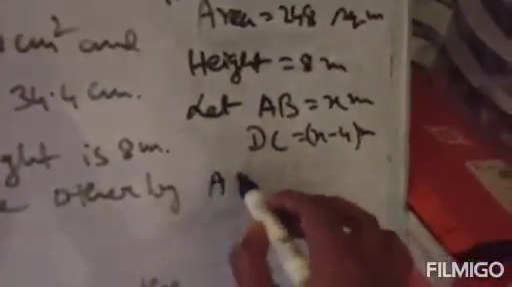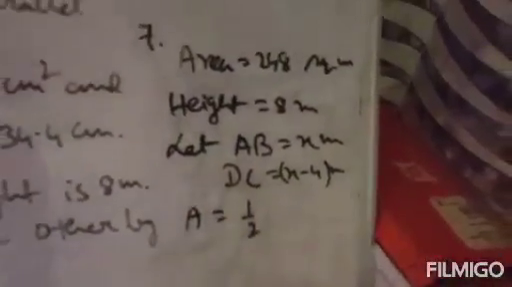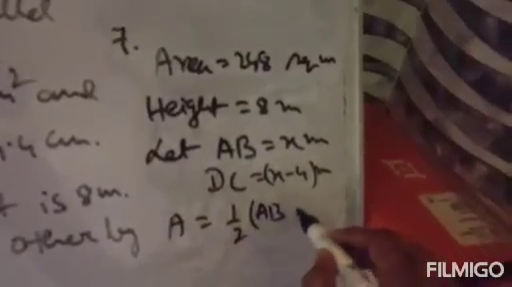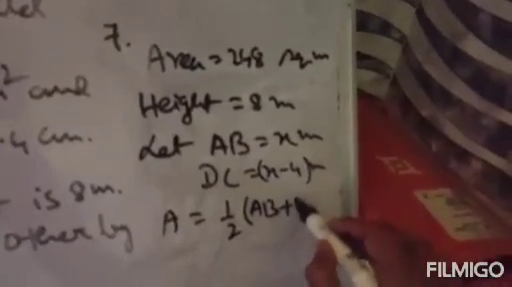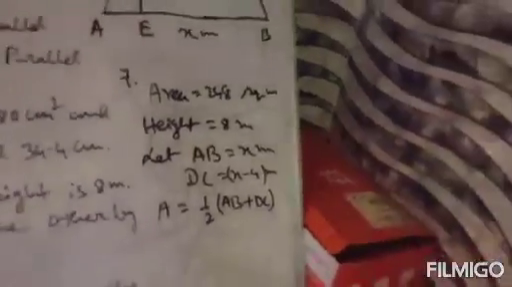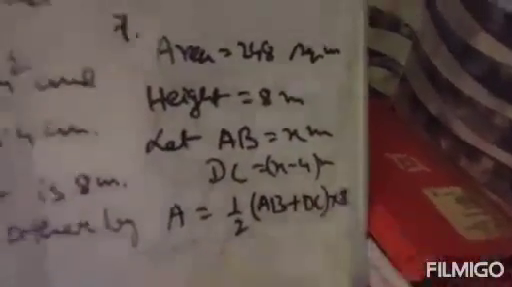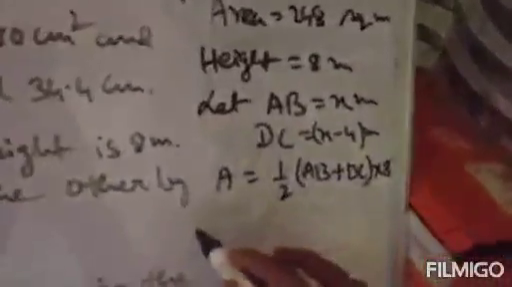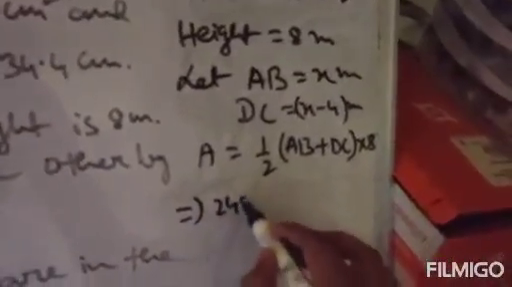Now apply the formula for the area of a trapezium. So 1 by 2 into the sum of parallel sides. That means AB is one parallel side and DC is the other parallel side. So AB plus DC into height. Height is 8 meters, given. So it is 8. Now the area is given as 248.